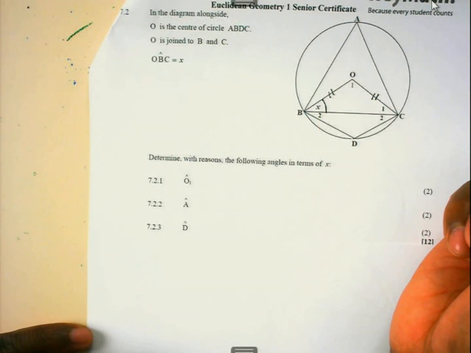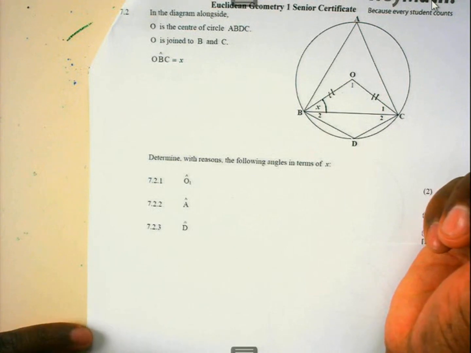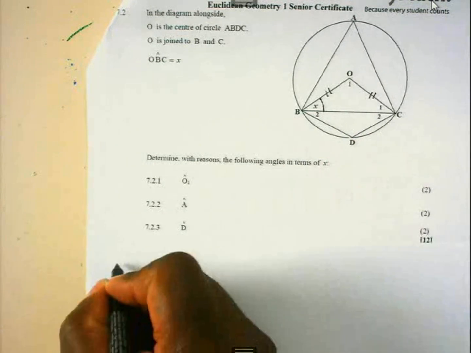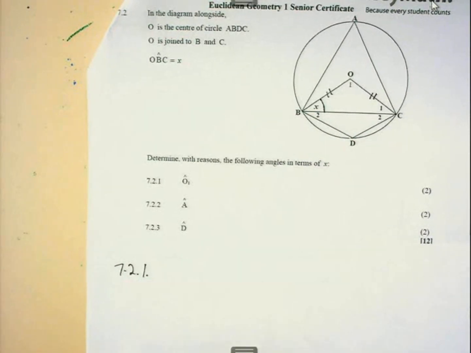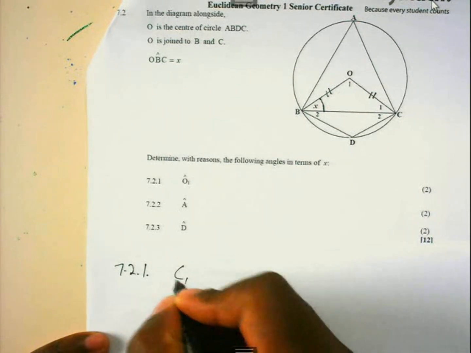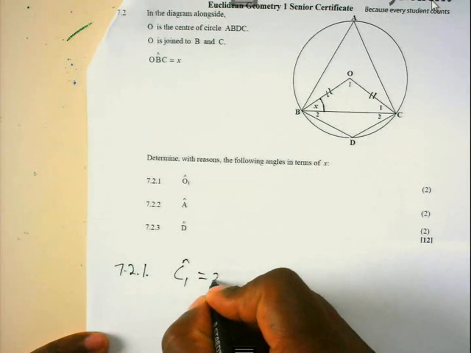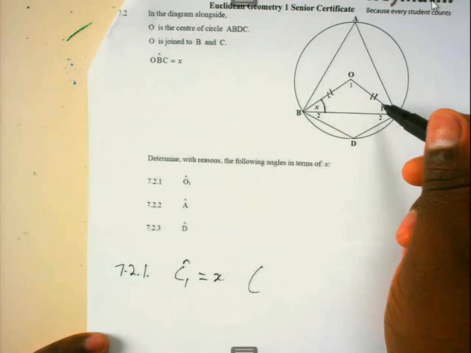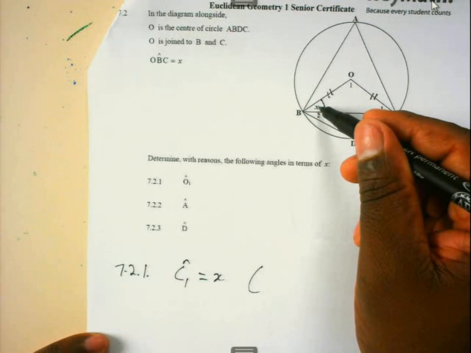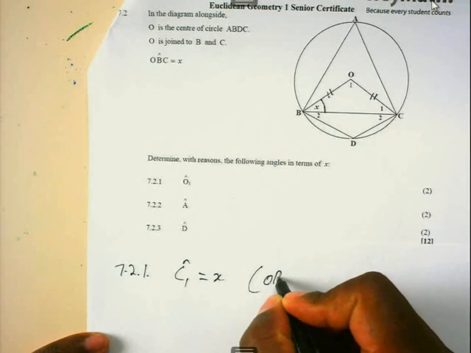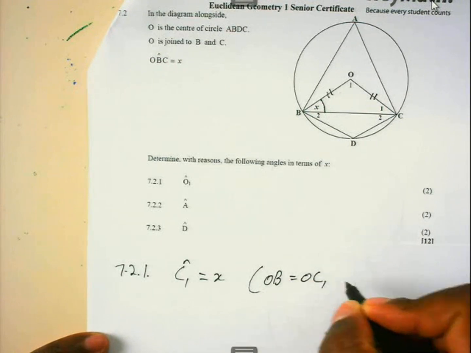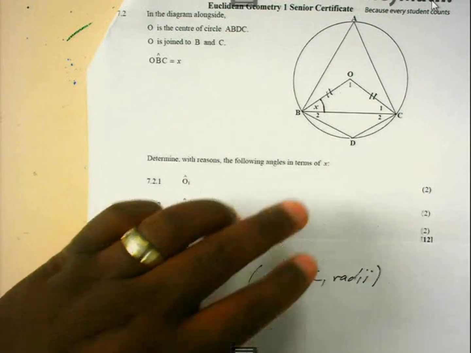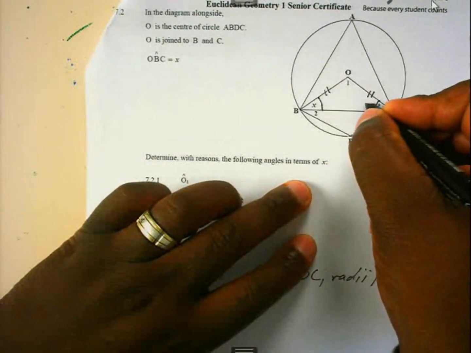So the first question: determine with reasons the following angles in terms of X. Let's start with O1. Here is O1. 7.2.1. Statement number 1: angle C1 is also equal to X. Why do I say angle C1 is equal to X? The reason is that OB is equal to OC, and those are the radii of the same circle. It means this angle here is also X.